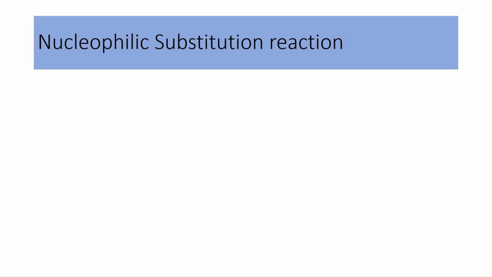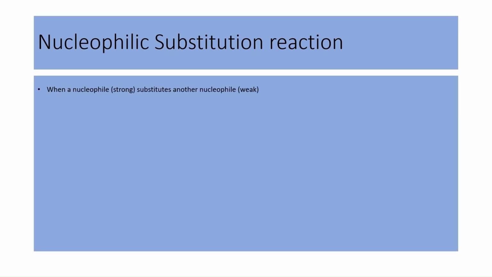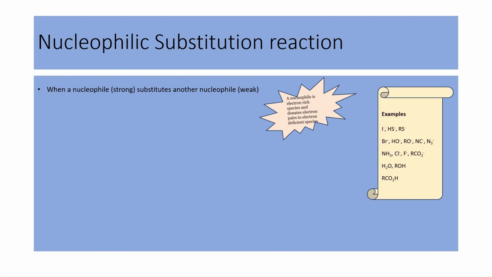Nucleophilic substitution reactions. When a strong nucleophile replaces a weak nucleophile, this reaction is called a nucleophilic substitution reaction. But what is a nucleophile? A nucleophile is an electron-rich species which donates electron pairs to electron-deficient species. These are a few examples of nucleophiles arranged in decreasing order of nucleophilicity.